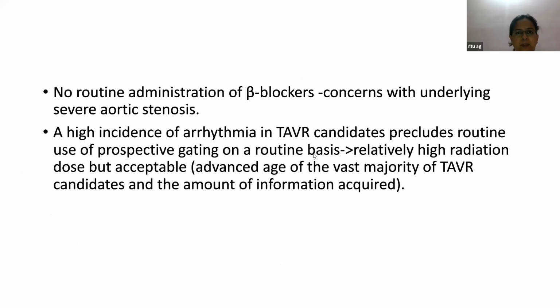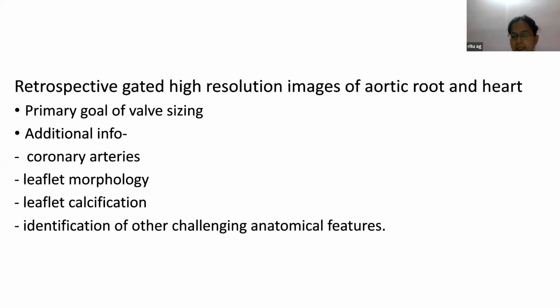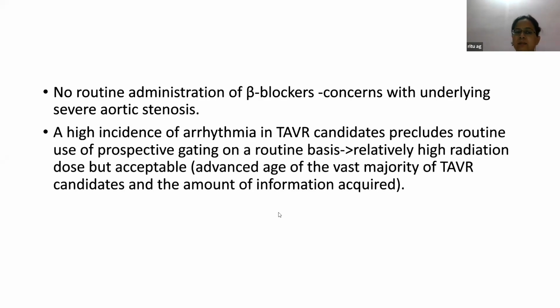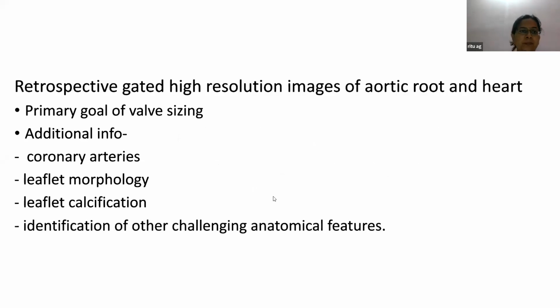So we do not give routine beta blockers because the patient already has severe aortic stenosis and it might be problematic for them. And then we have a high incidence of arrhythmias in TAVR candidates, and therefore we do not use prospective gating. We use retrospective gating, as I said previously. The radiation is acceptable because the patient is old and we do not want to miss any information. And then TAVR is a costly procedure, so we want it to be successful, not just trying to save some radiation here.